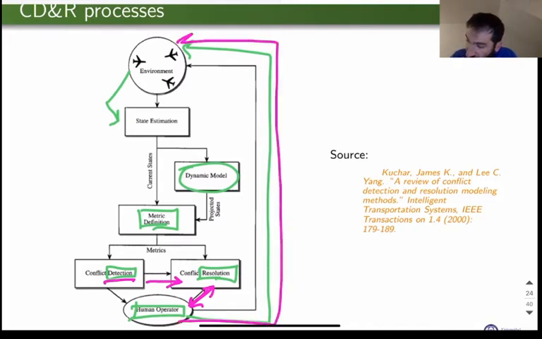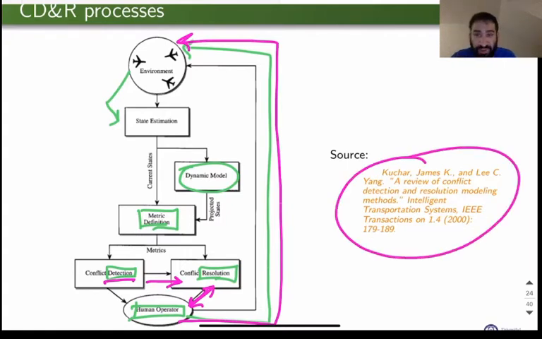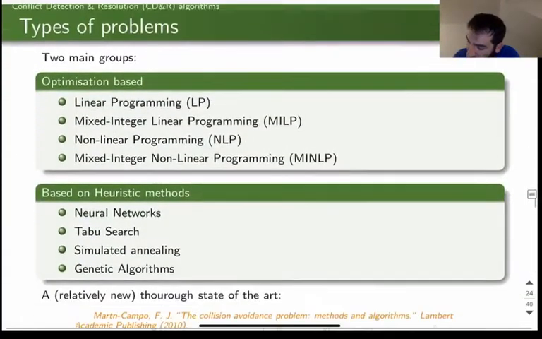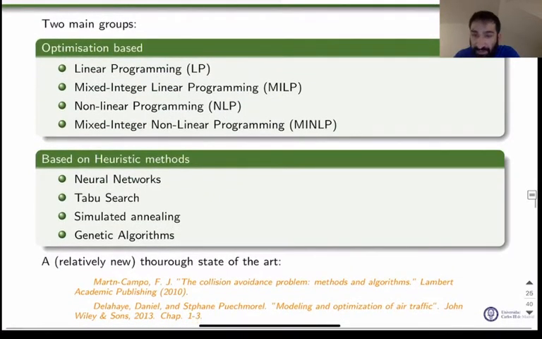is feeding back. There is a survey paper, very old, 20 years old, that reviews conflict detection and resolution models that you can take a look if you want. And now, if we take a look at the type of methods that have been proposed in the literature to tackle this problem, we can possibly divide them into two branches.